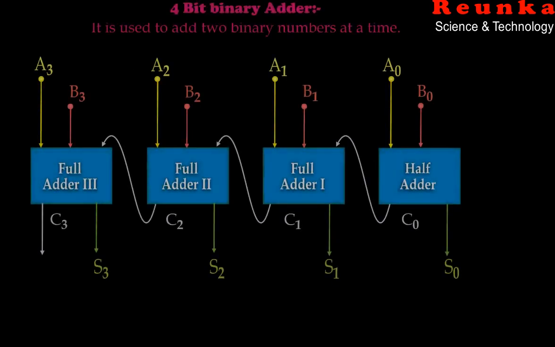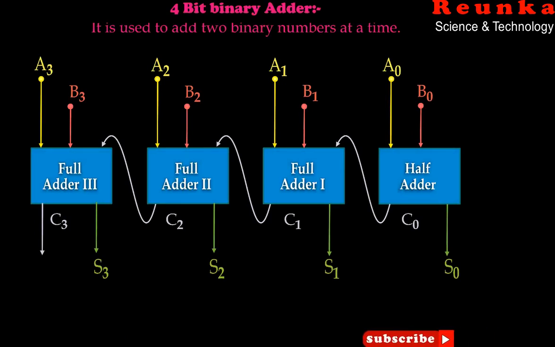Now we will discuss the 4-bit binary adder. A 4-bit binary adder is used for addition of 2 binary numbers at a time. It can be constructed using a half adder and 3 full adders. We will describe 2 digital data as A and B. As per their unit places, we will describe the A bits as A3, A2, A1 and A0, and the B bits as B3, B2, B1 and B0.